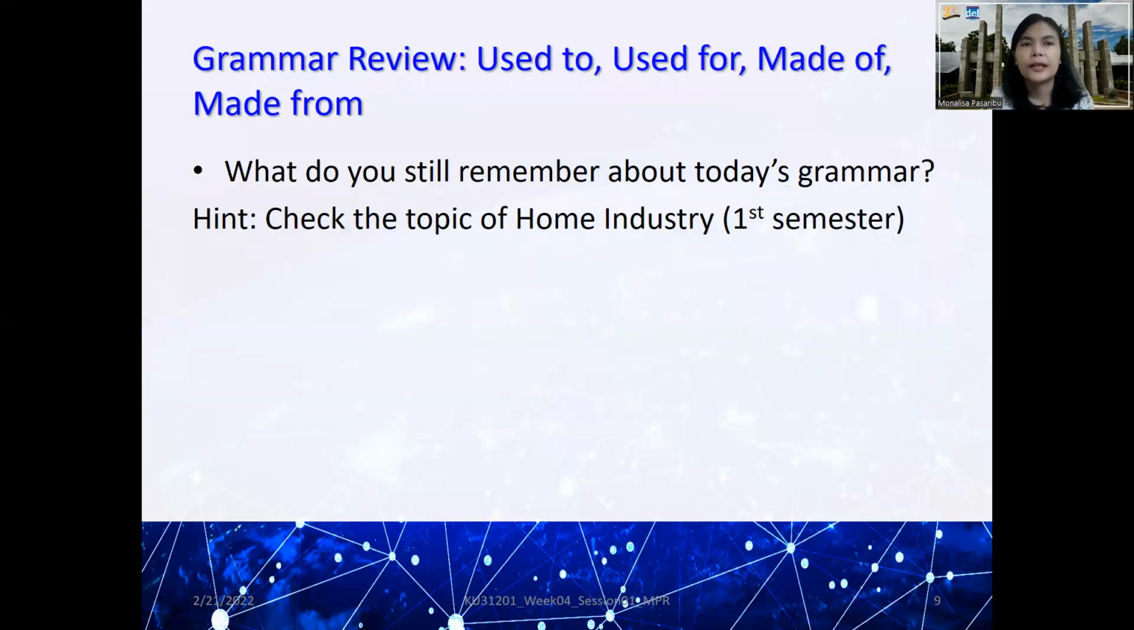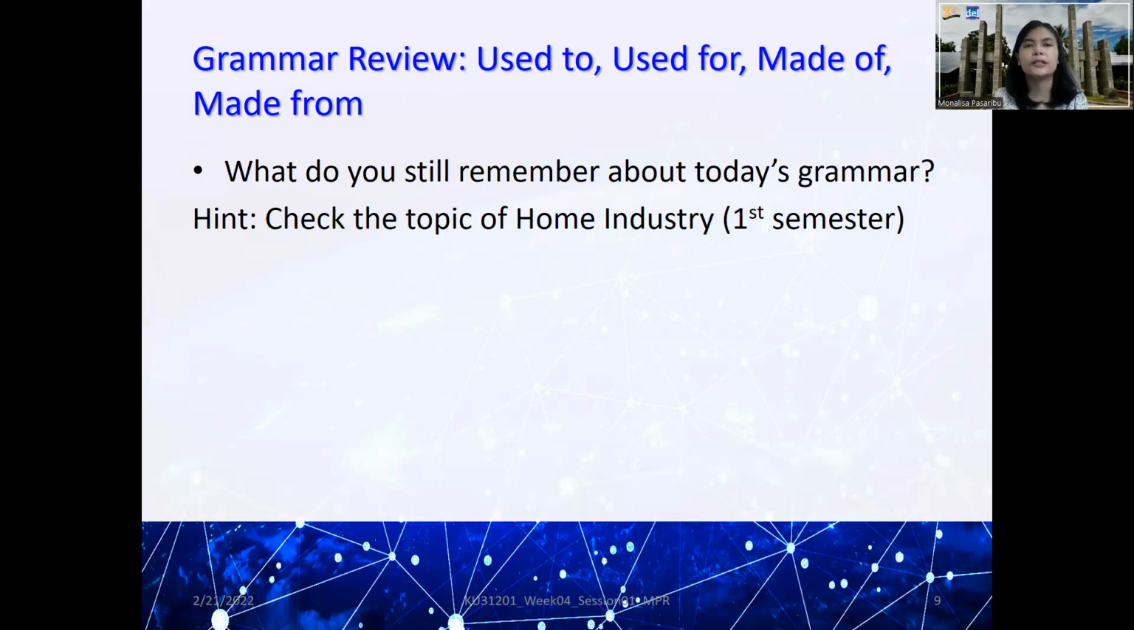Now here in the grammar review, we are going to talk about used to, used for, made of, and made from. I'm sure you remember this material from when we talked about the topic of home industry in the first semester. The one you need to know is that when you use used to, it must be followed by verb one. Used for is followed by verb-ing.